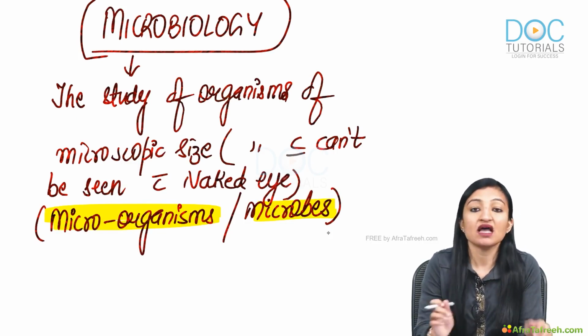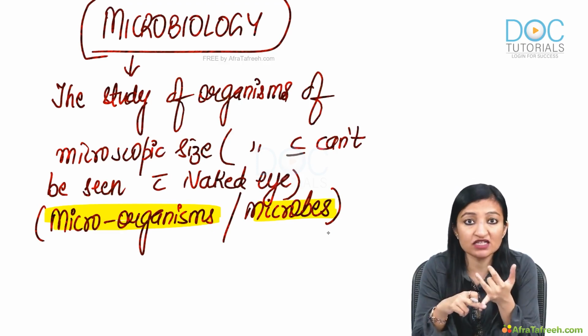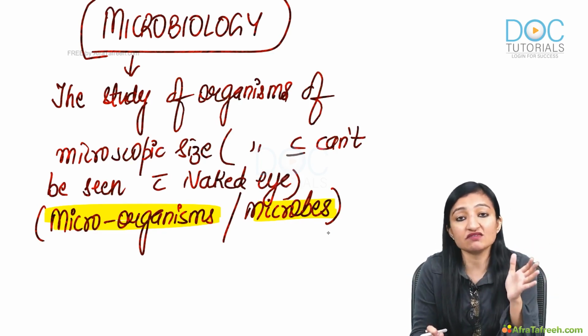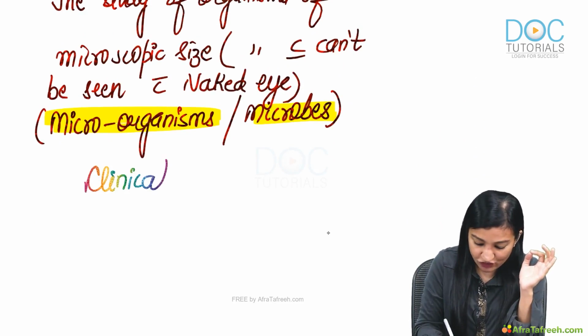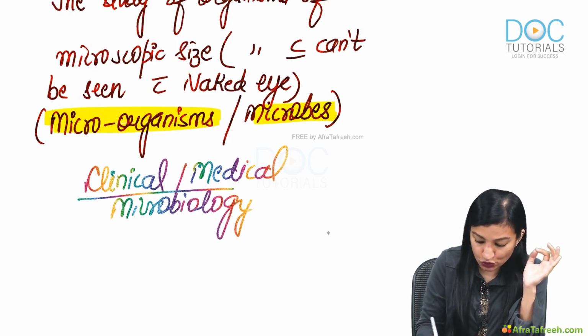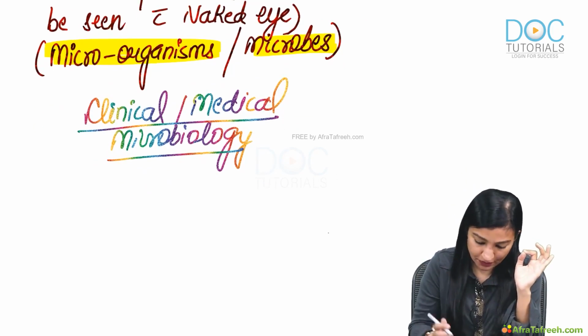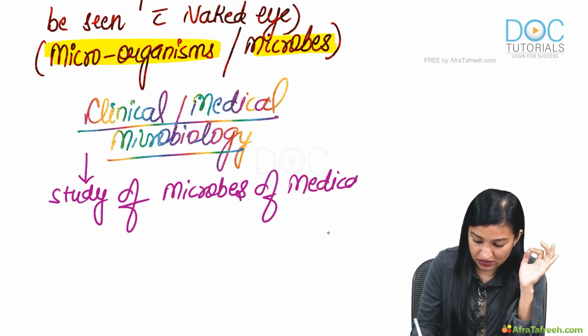microorganisms or microbes. Now guys, there are different specialities of microbiology, like we have got industrial microbiology, agricultural microbiology, but because we are medicos, we are going to restrict ourselves to medical or clinical microbiology. So we have got medical or clinical microbiology, wherein we are supposed to know about those microorganisms which infect humans. Okay, so it refers to the study of microbes of medical importance.